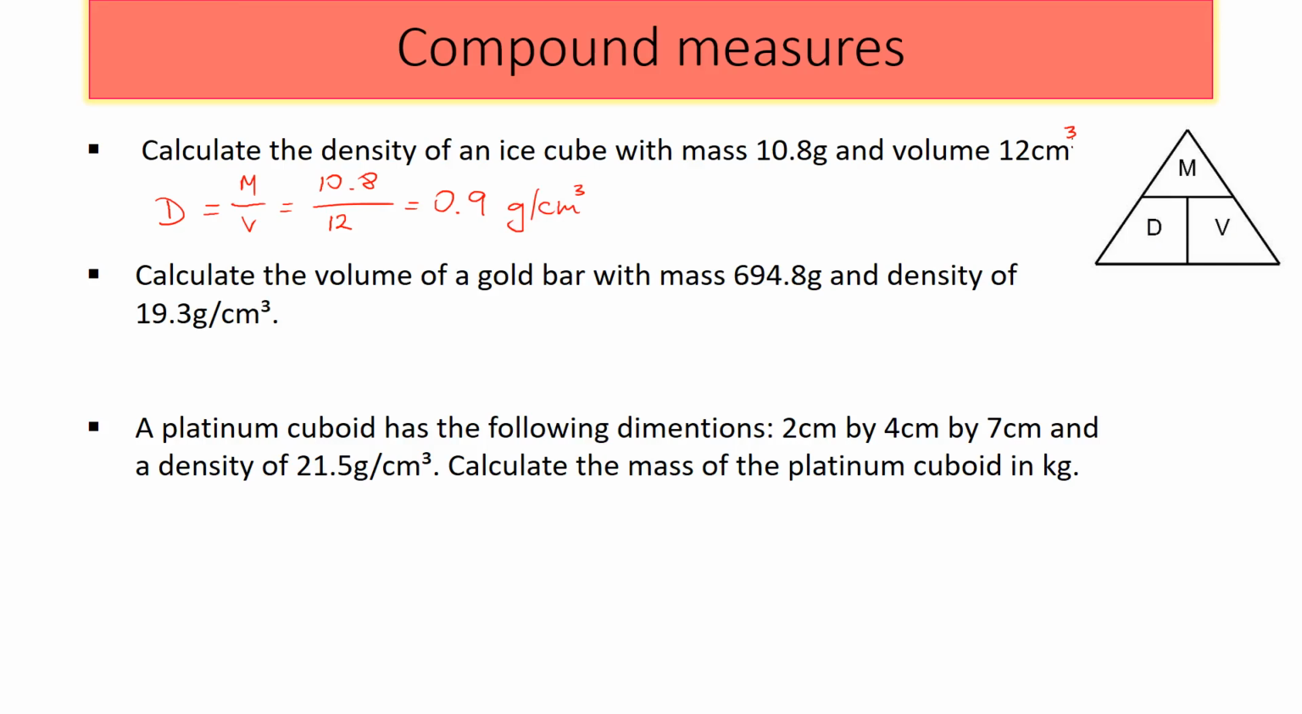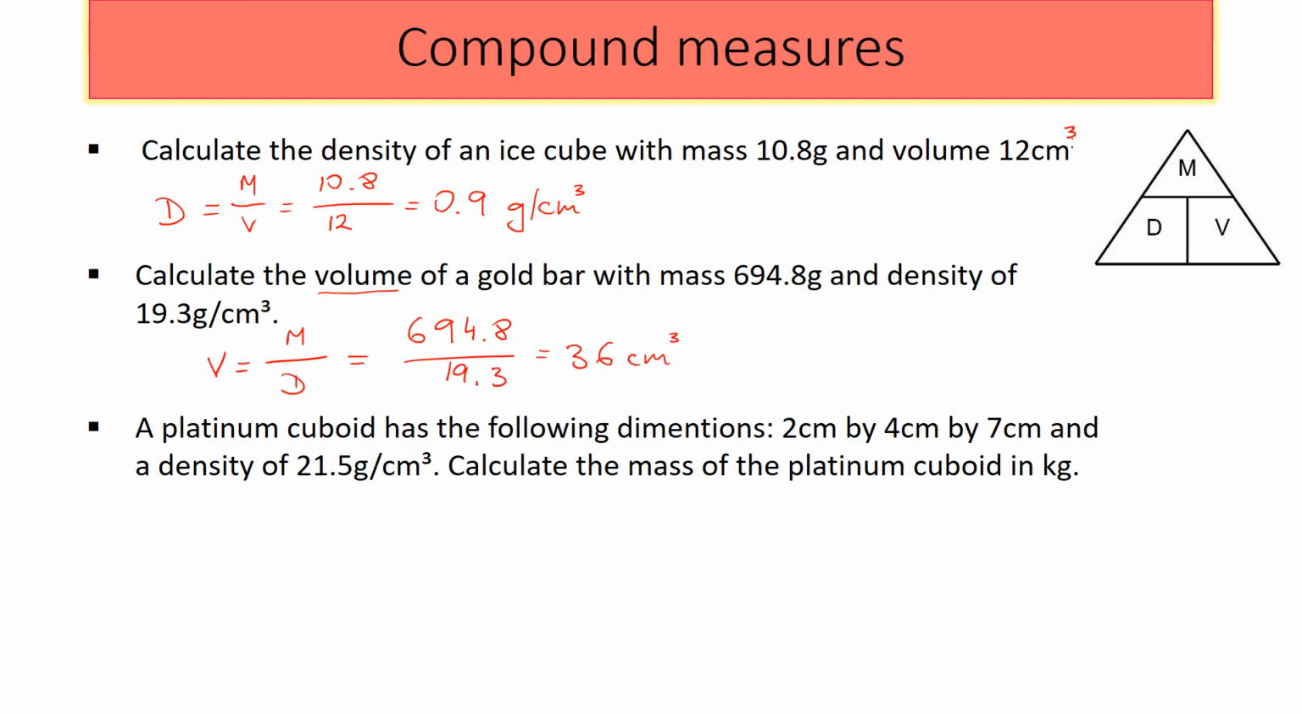The next one, calculate the volume of a gold bar with a mass of 694.8 grams and density of 19.3 grams per centimeter cubed. We want to find the volume. So to find the volume, I need to divide mass by density. The mass is 694.8, the density 19.3, and that is 36 centimeters cubed.